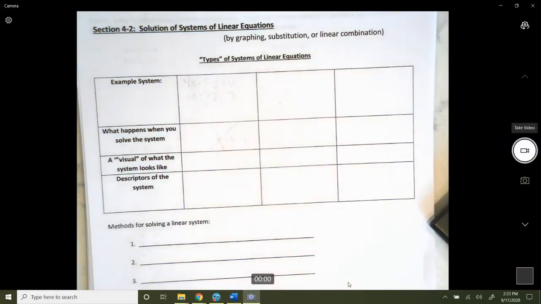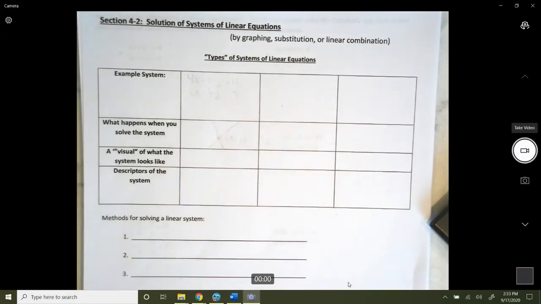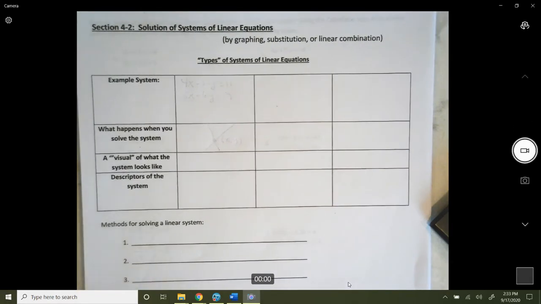All right, everybody. So today we're going to talk about 4-2, solutions of systems of linear equations. So basically you have a system of equations, two equations of lines, and then you're solving that system. Okay, so we're going to go through different examples of what can happen.